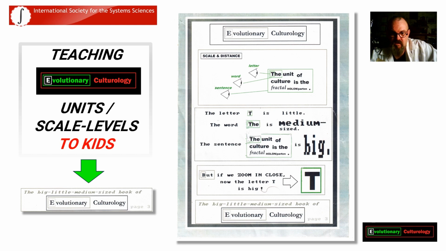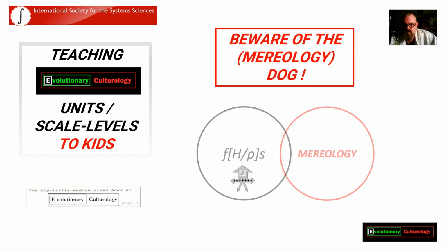That's from the big little medium-sized book of EvCult. Got you all 3 scales there: macro, meso, micro. Next. Yep, 3 laws lens. Next.